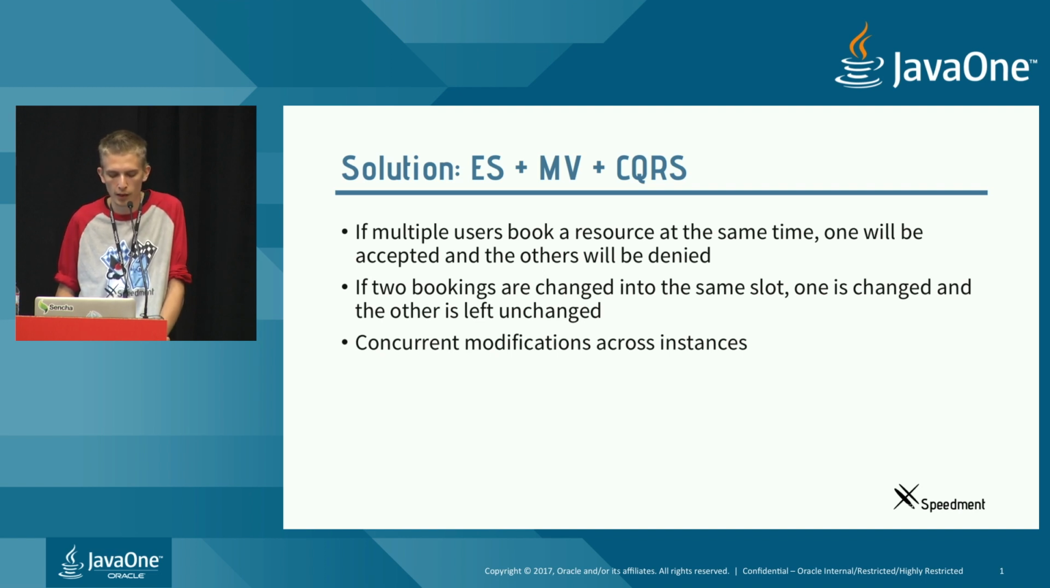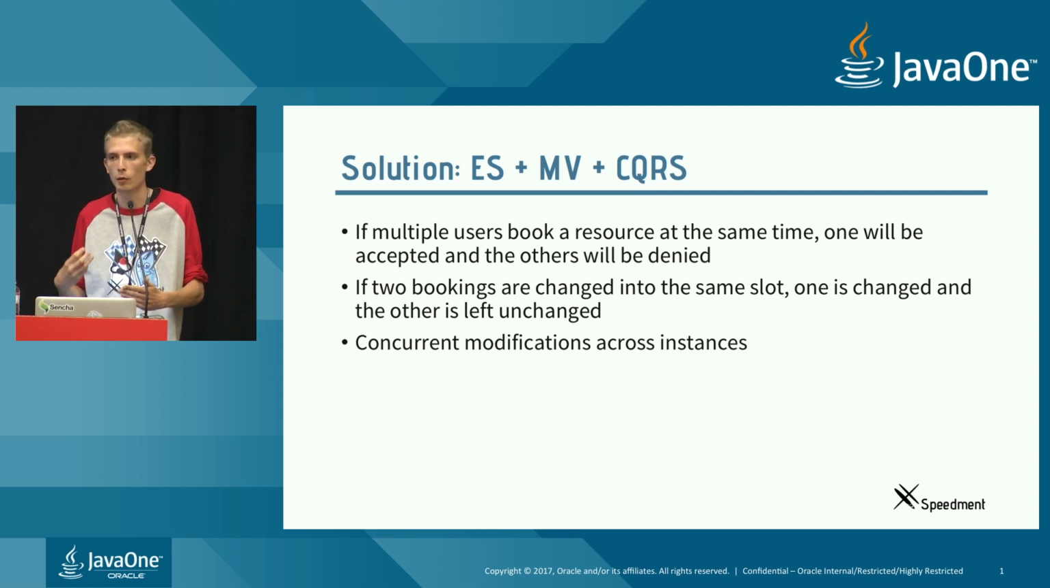And if two bookings are changed at the same time into the same time slot, so both want to book the same resource at the same time, but the bookings already existed, they were just modified. One of the bookings should be modified and the other one should remain the way it was before. So they can be concurrently modified across the system.